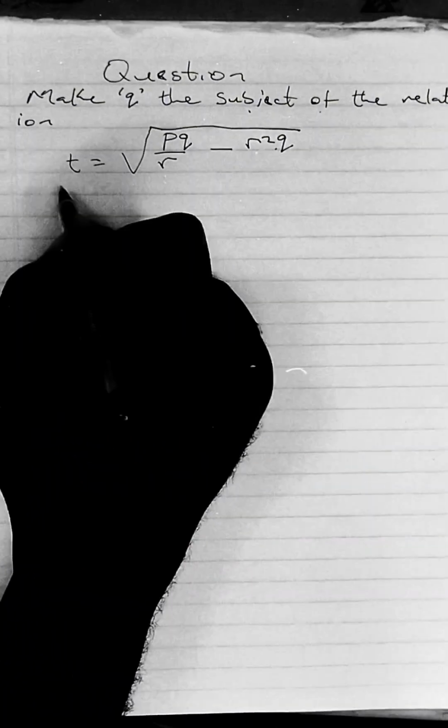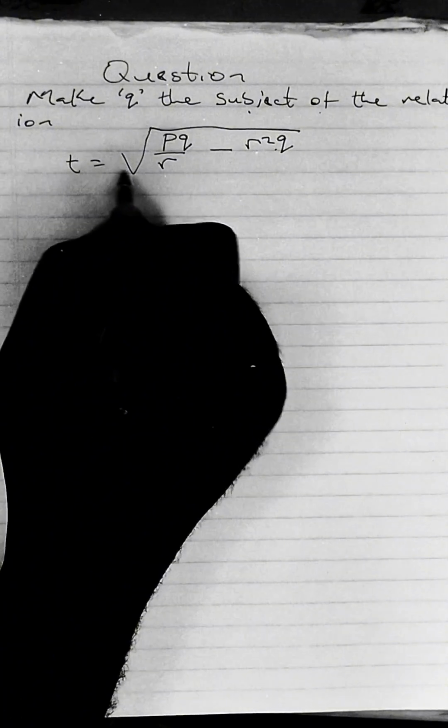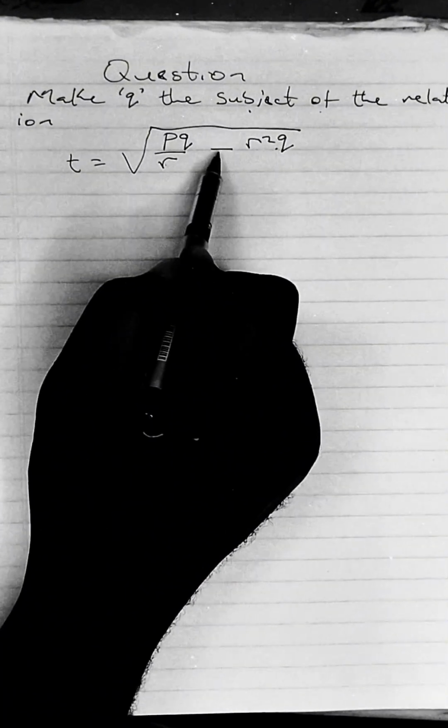Question: make Q the subject of the relation. T equals the square root of PQ over R minus R squared Q.